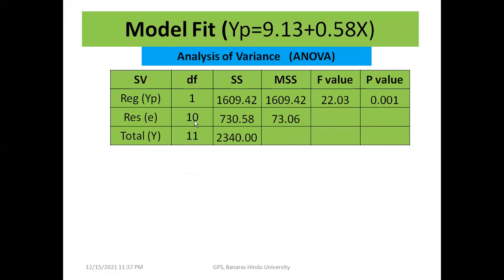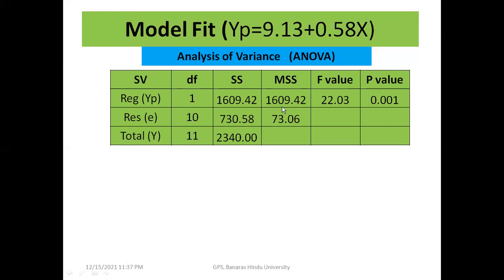Now we write degree of freedom. How do we write degree of freedom? The regression degree of freedom is the number of parameters in your model minus 1. My model was simple regression, with two parameters, beta 0 and beta 1. Hence the degree of freedom is 1. The total degree of freedom is the number of observations minus 1. We have 12 pairs, so the total degree of freedom is 11. And the residual degree of freedom is 11 minus 1, which is 10.